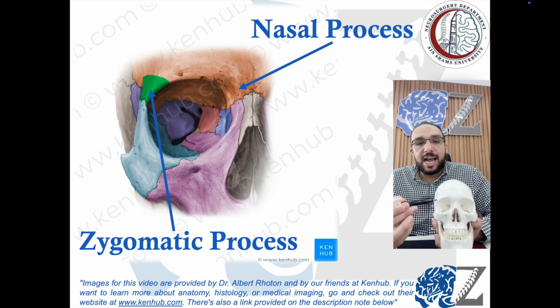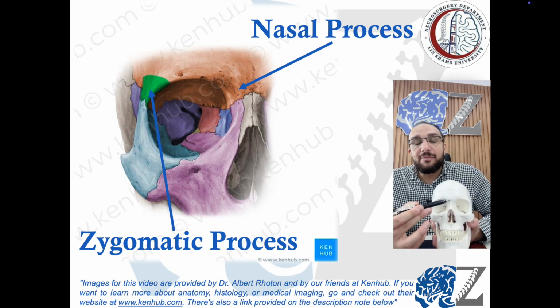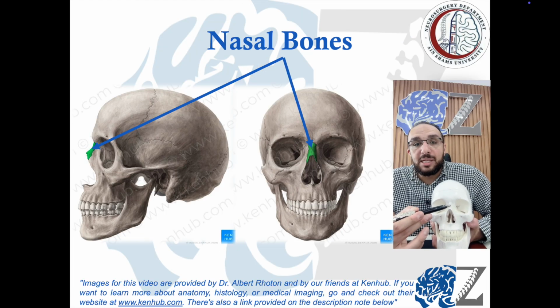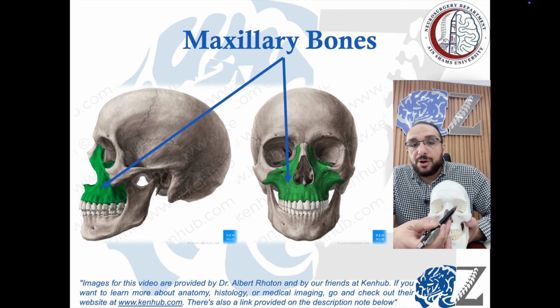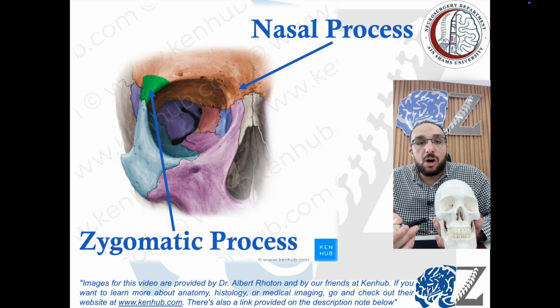So we have the zygomatic process that fuses with the zygomatic bone, and medially here we have the nasal process that is going to fuse with the two nasal bones medially in here, and even they fuse with the maxillary bones here laterally. So these are the two processes that are present here.